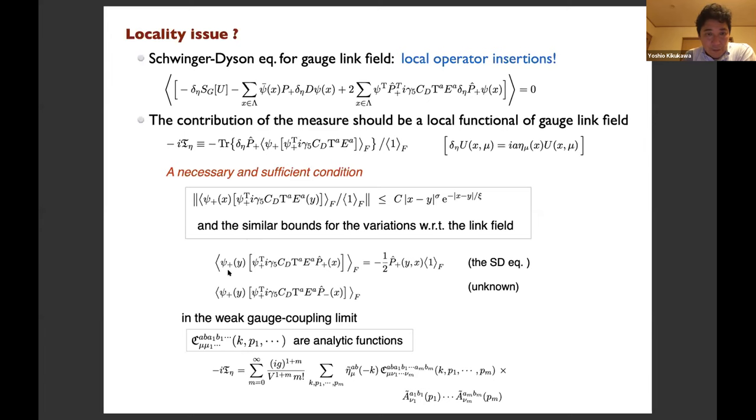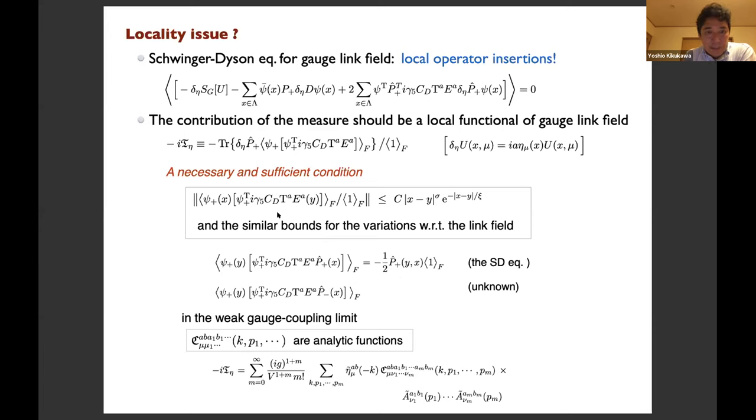In fact, by examining the Schwinger-Dyson equation for the right-handed field, we can derive that this correlation is given by just a projection operator. Since this projection operator can be defined with the Dirac operator, which satisfies a similar bound as I discussed, this part actually satisfies these conditions.